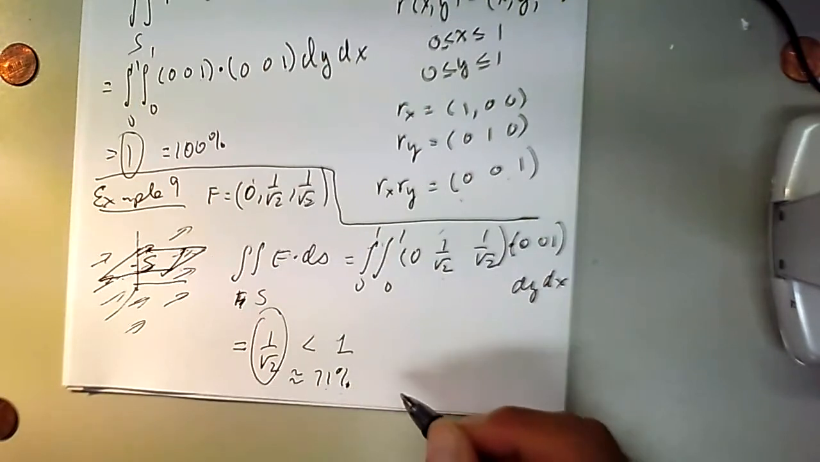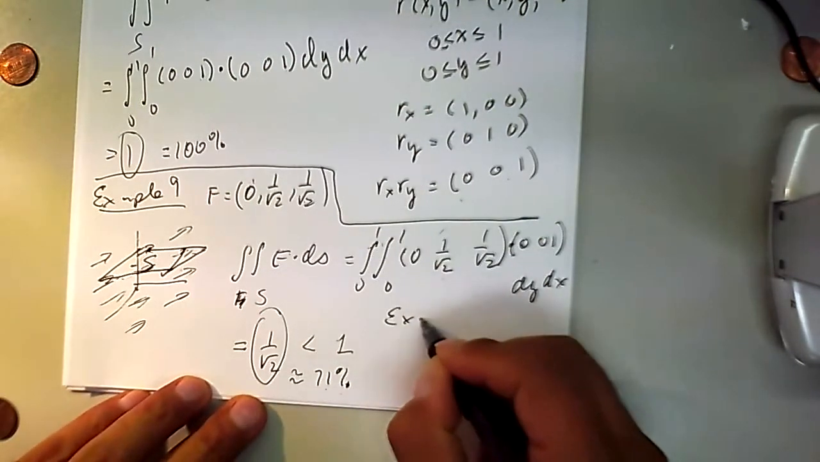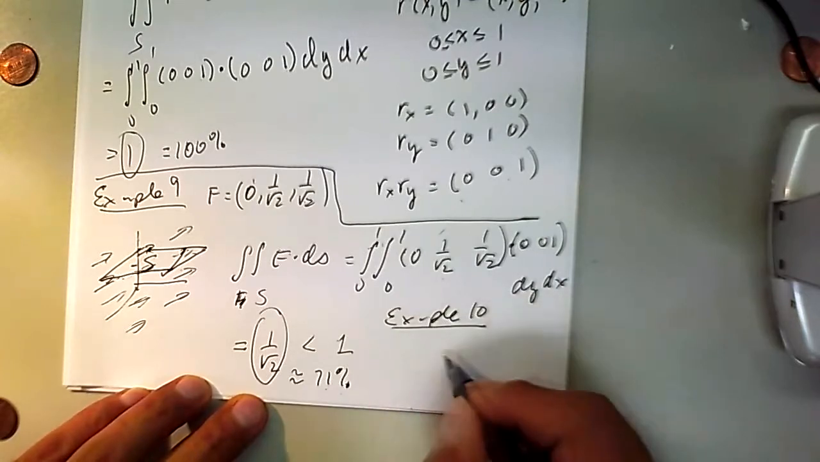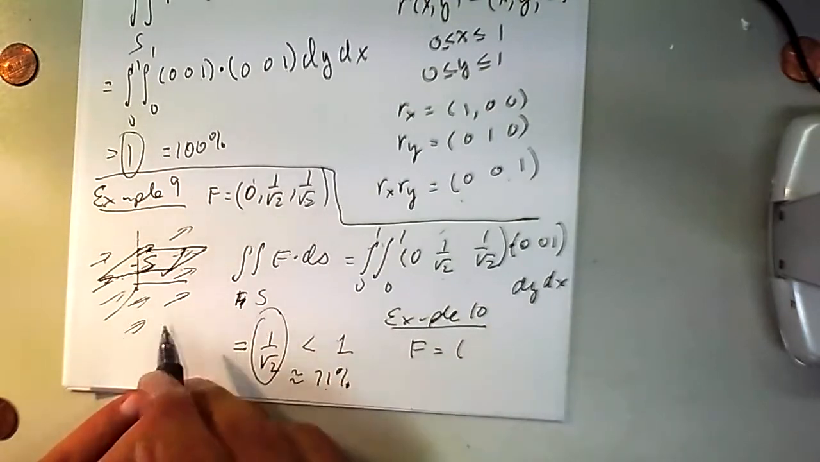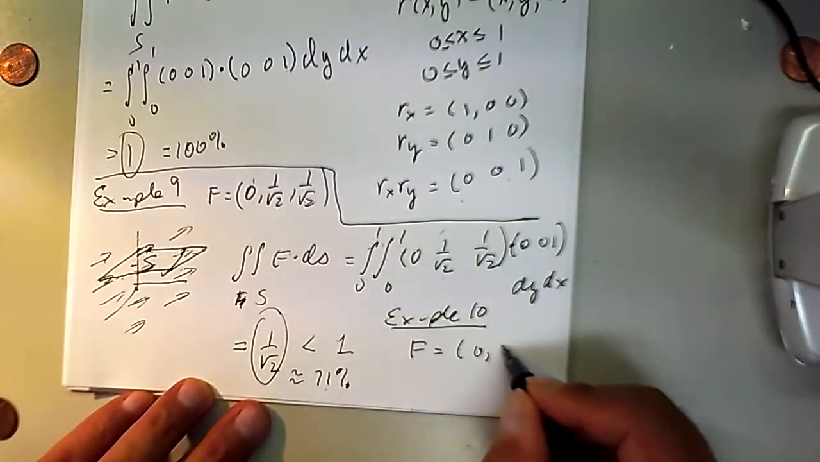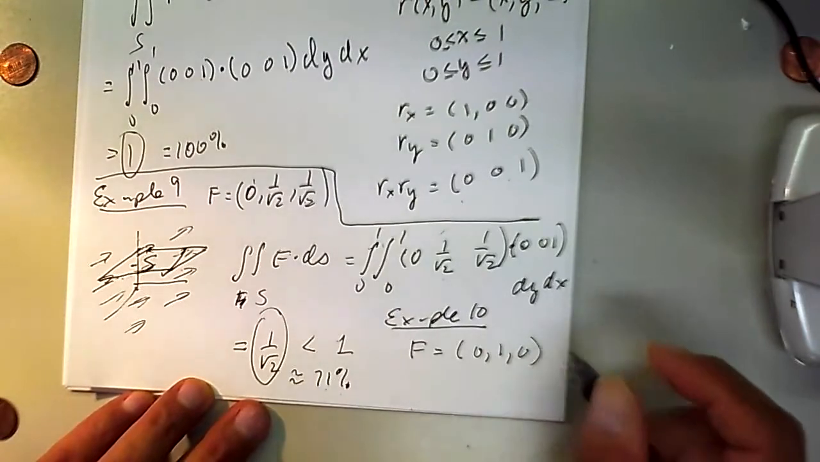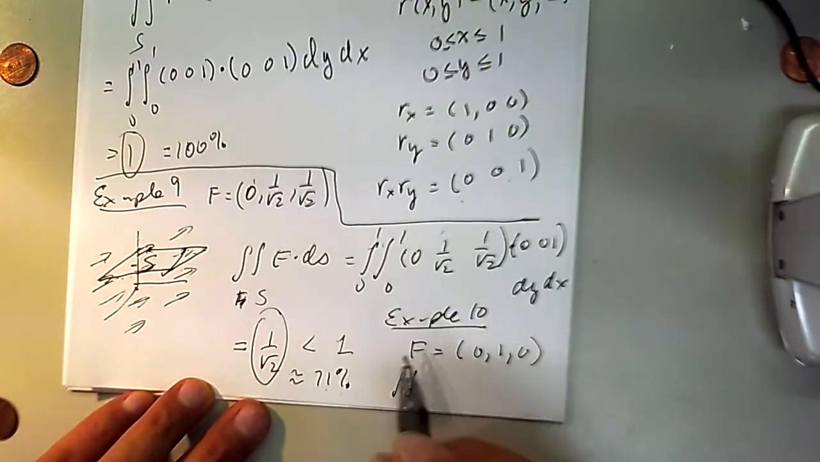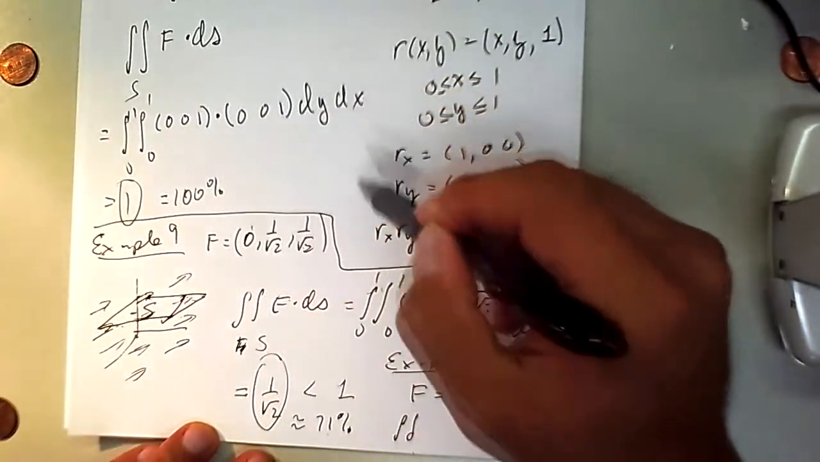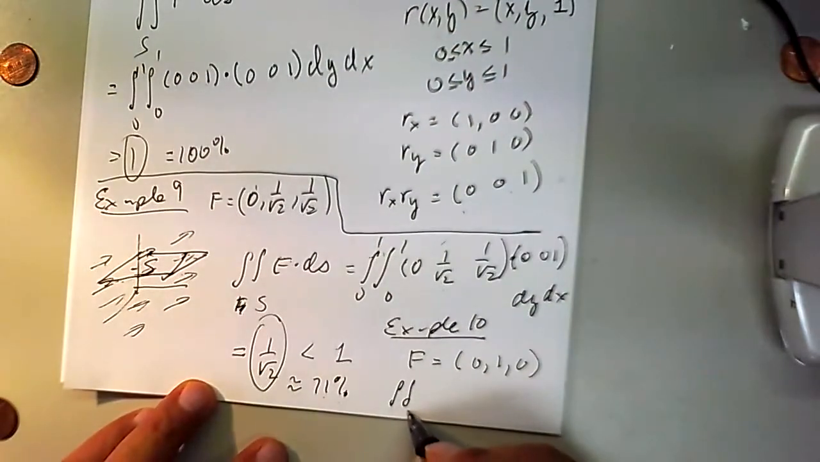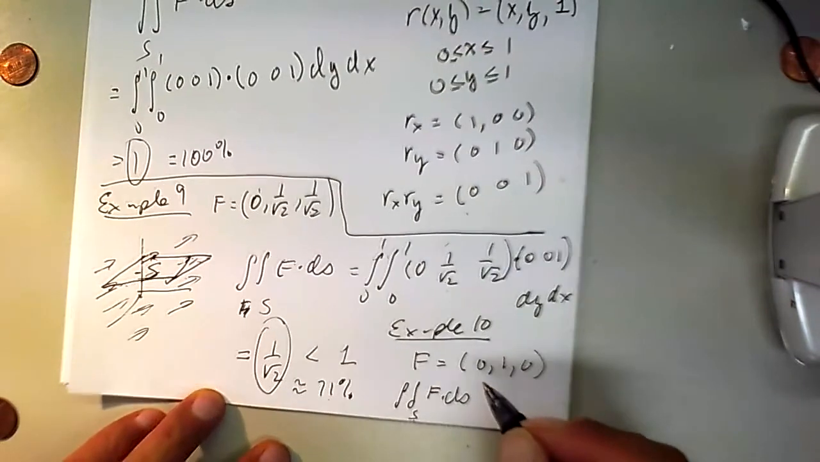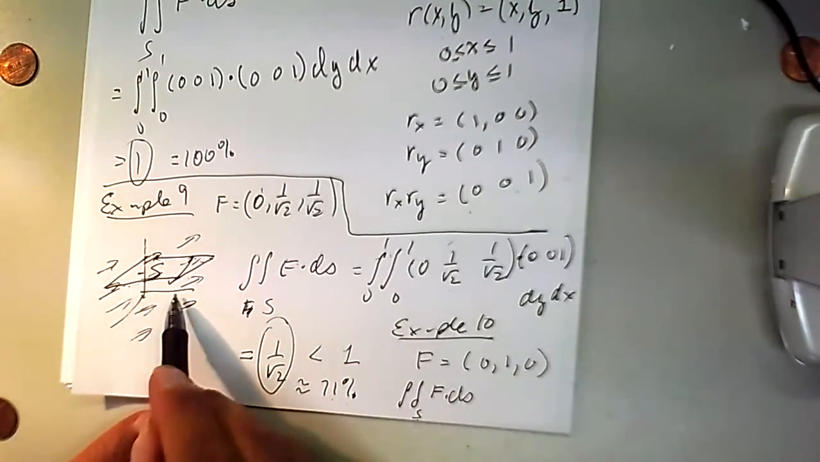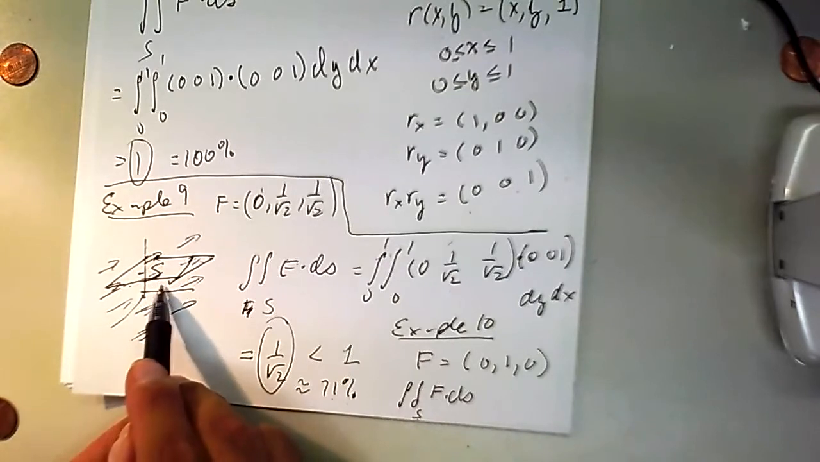I'm going to let you do example 10. Example 10. Assume the same surface, but assume that F is going totally horizontal to the right, so 0, 1, 0. Find the double integral over the same surface as examples 8 and 9 of this particular F with respect to the surface. And you can probably guess what it will be if the vectors were going horizontal and we were trying to go through the same membrane.